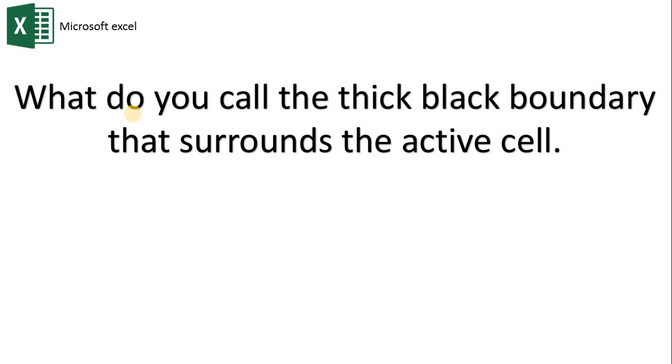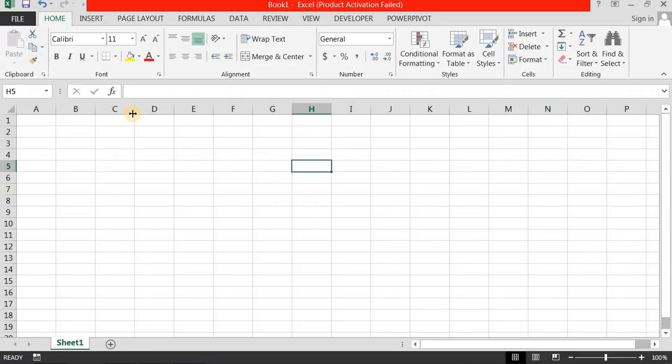What do you call the thick border that surrounds the active cell? Cell pointer. As we said, when a cell is active, we can see a thick border around the cell, and this thick border is called cell pointer.